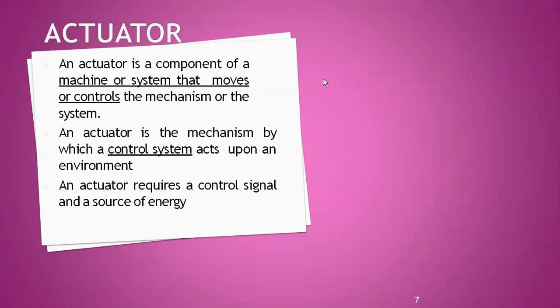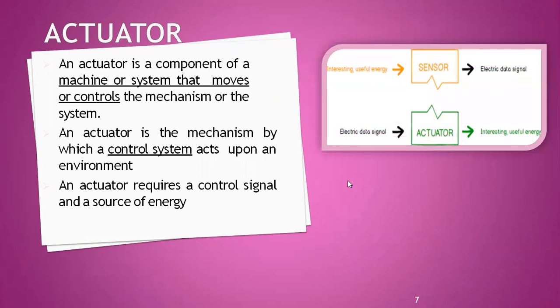Basically, we'll first see what an actuator is. An actuator is a component of a machine or system that moves or controls the mechanism or the system. An actuator is the mechanism by which a control system acts upon an environment. Or you can say it is a device which requires a control signal and a source of energy.